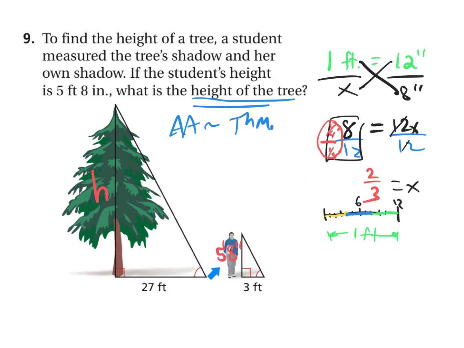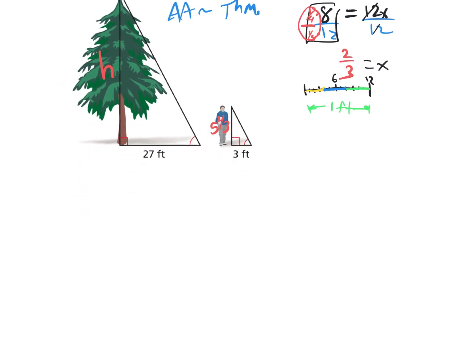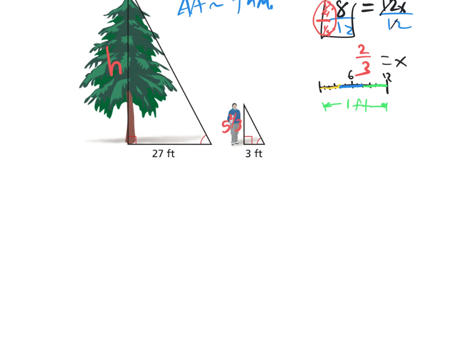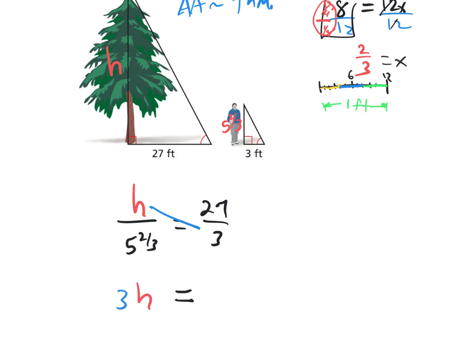So let's change this measurement to 5 2/3 feet. Alright, now we can set up our proportion using corresponding ratios. H corresponds to 5 2/3, just as 27 corresponds to 3. To solve this, we'll write the equal sign out and cross multiply. 3 times h is equal to 27 times 5 2/3.